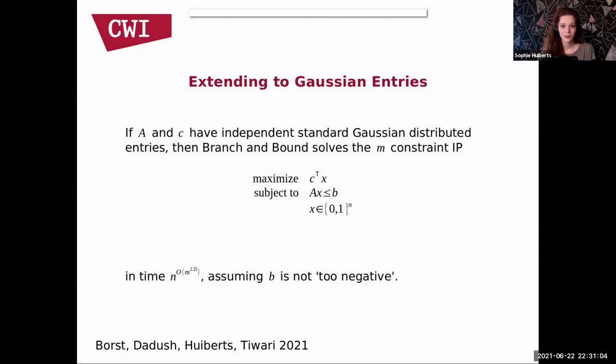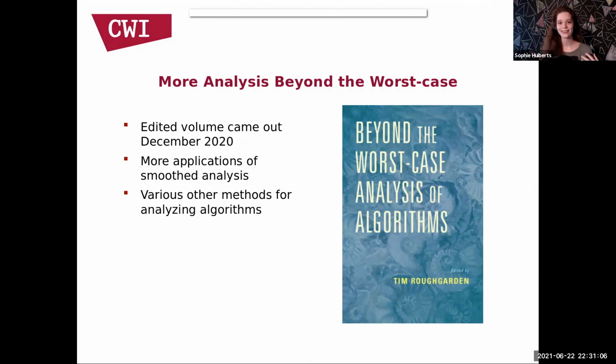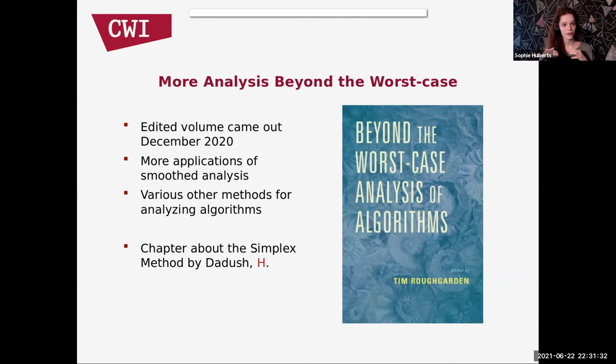If you would like to learn more about analyzing algorithms beyond their worst case performance, I recommend checking out this new book that came out last year. Actually, it was edited by Tim Roughgarden and contains more applications of smooth analysis, which we saw today, as well as different methods of analyzing algorithms. And in fact, myself and Daniel wrote one chapter in this book about the simplex method, discussing both the result I mentioned as well as some others.